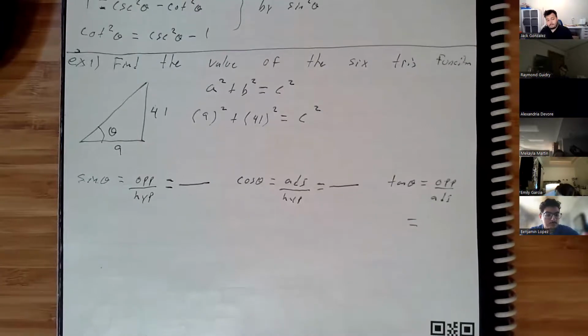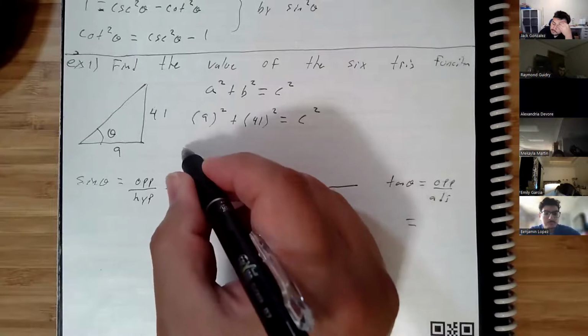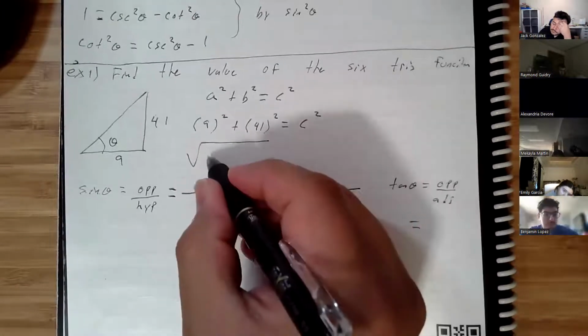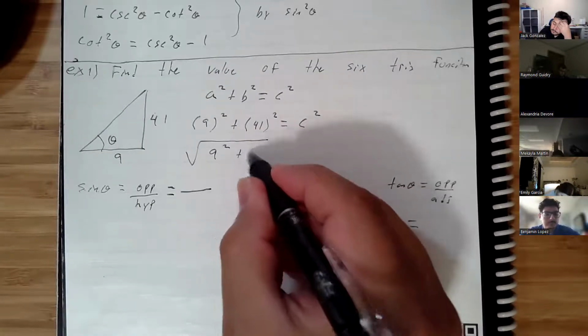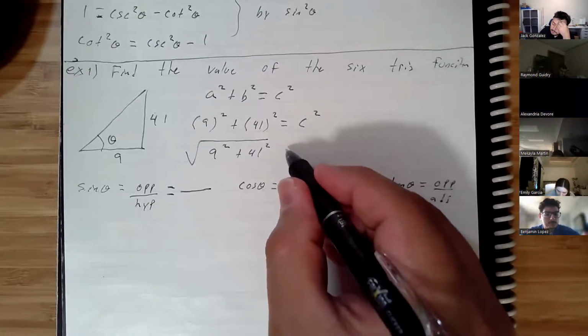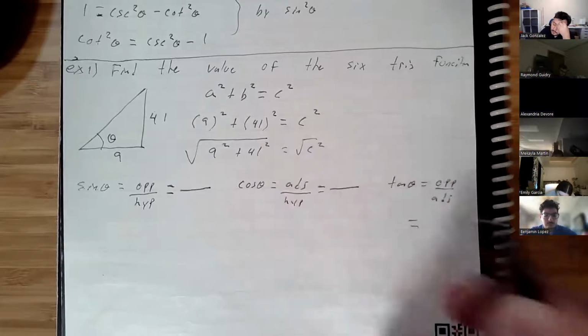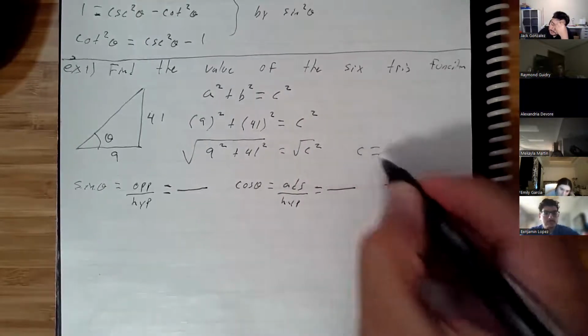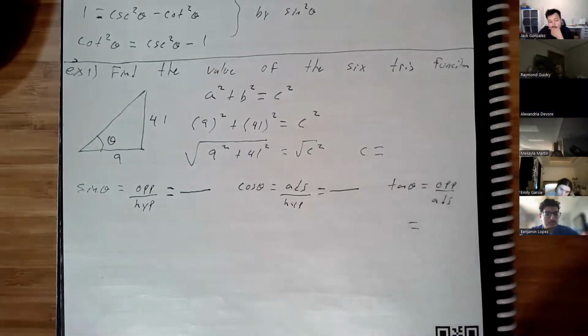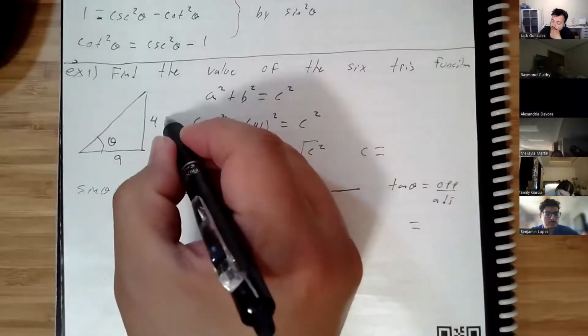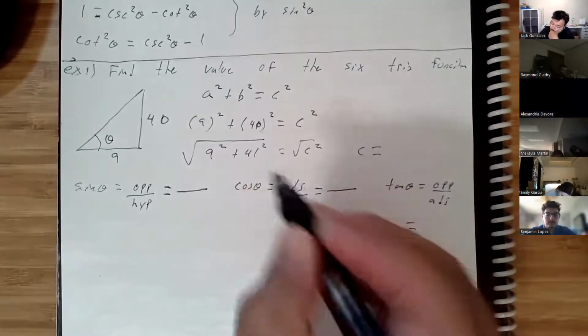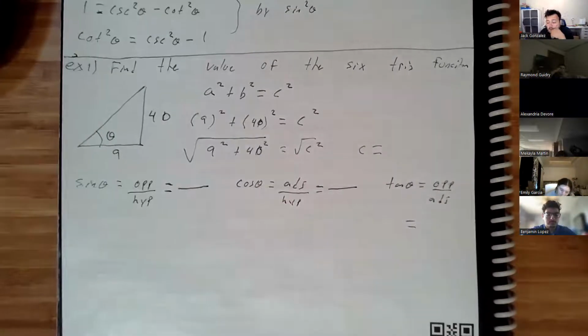Okay. I think that's going to be one of the pretty ones. If you square root this nonsense, you have to square root both sides, right? What is C going to be? It's supposed to be a 40. 40. I put 41 by accident.